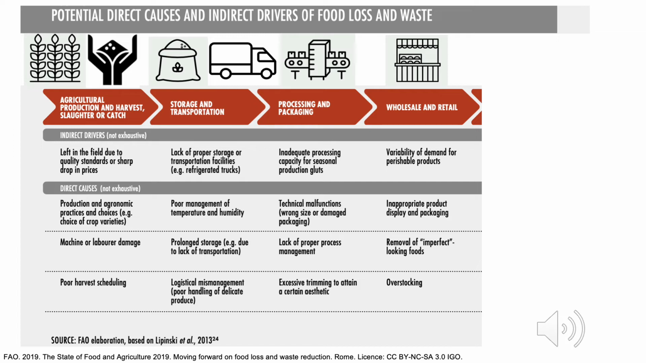Moving to the wholesale and retail stage of the value chain, a lot of direct causes of loss can include removing imperfect fruits or overstocking. One aspect we observed was consumers testing fruits or vegetables, so squeezing them for ripeness, and this leaving some small bruises which then needed to be thrown away. On a more indirect level, one of the main issues can be matching up consumer demand with supply.